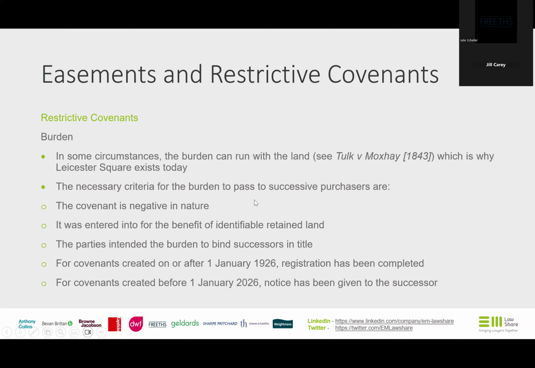So the criteria there, as with the easement, there are certain tick boxes that you must meet for the burden to pass. It must be genuinely negative in nature. It must be entered into for the benefit of identifiable retained land. The parties must have intended for it to be binding, which for covenants after 1st of January 1926 will be automatic, but for other covenants, you may need to look very carefully at the wording.